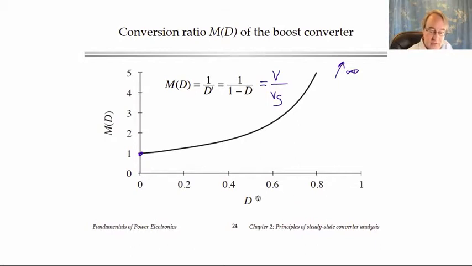Now, of course, real converters won't do that. They won't make infinite voltage. And we'll find next week that the maximum output voltage of the boost converter is limited by losses. But we haven't modeled any losses yet, and so to the extent that the converter is ideal, we can get conversion ratios that approach very large numbers.